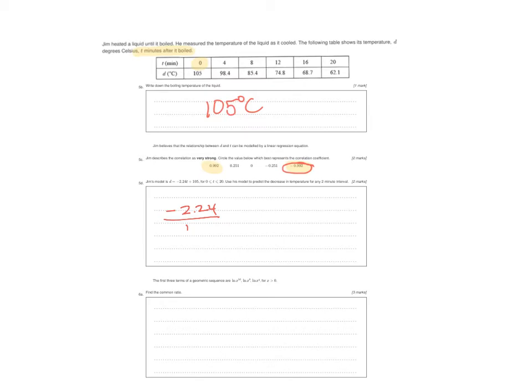Well, we want to know what it is for 2 minutes. So we can just take that and multiply by 2 to get -4.48. It is decreasing 4.48 degrees per 2 minutes.